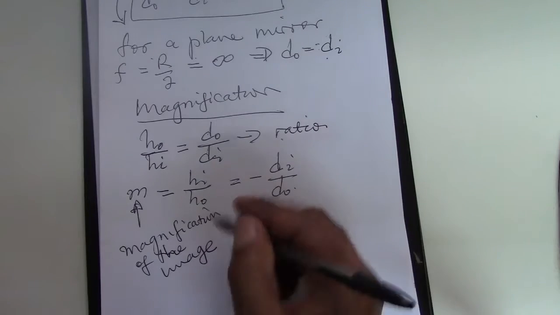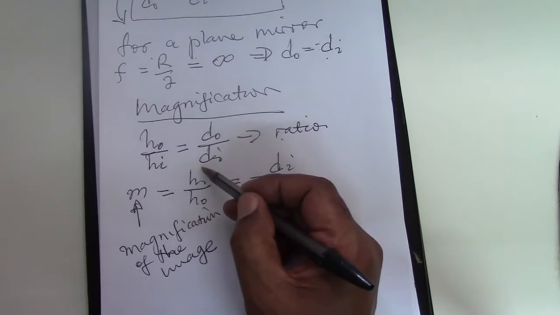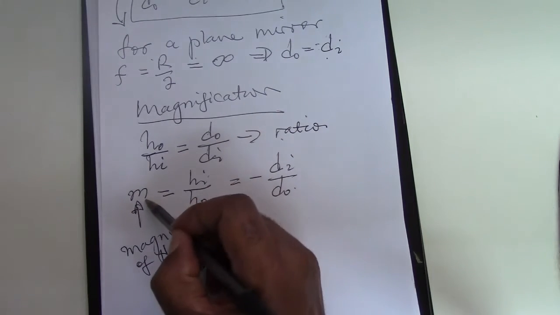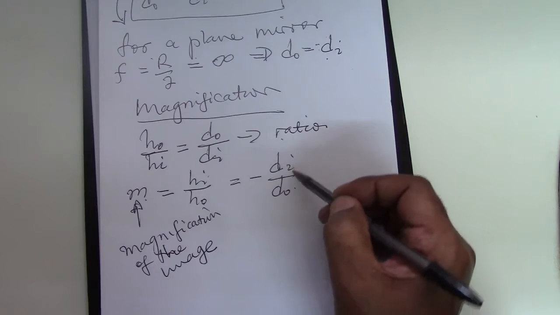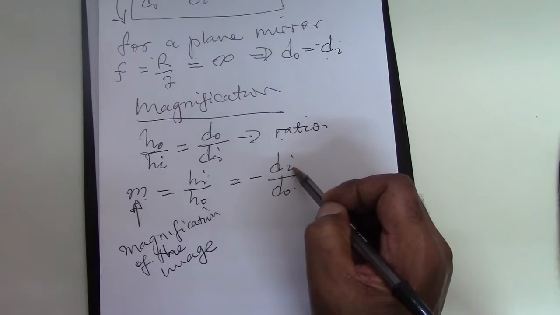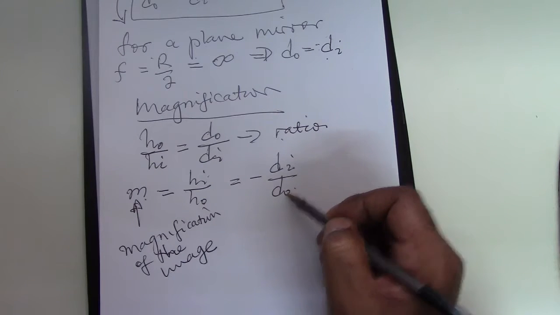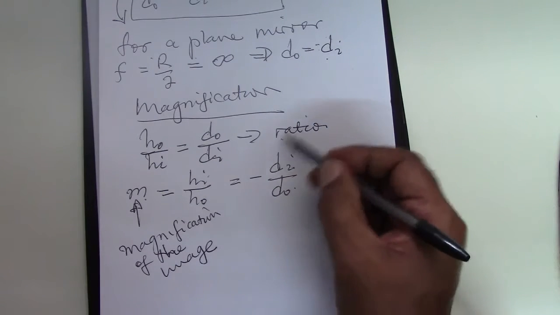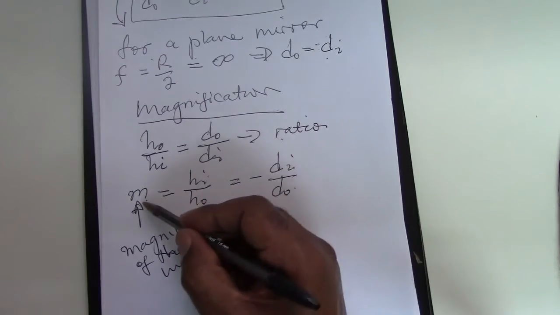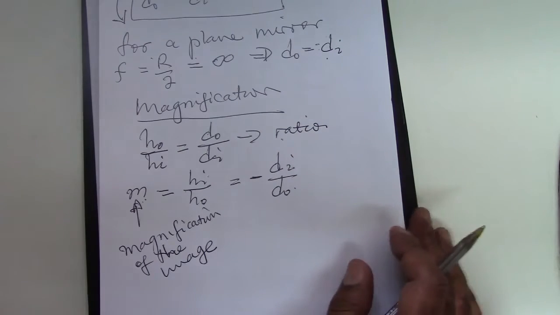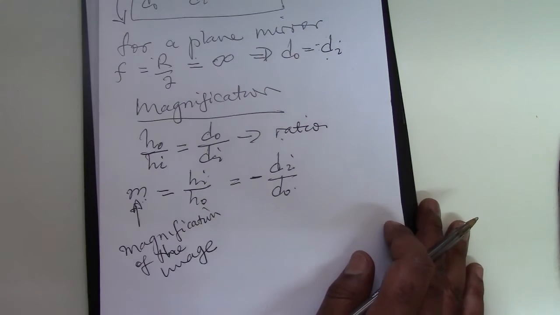Right, so we can use the object size and the image size to find the magnification, or we can use the image distance from the mirror and the object distance from the mirror. We divide them, and this ratio also gives us the magnification. Now the negative sign is by convention, as we shall see when we talk about the sign convention.